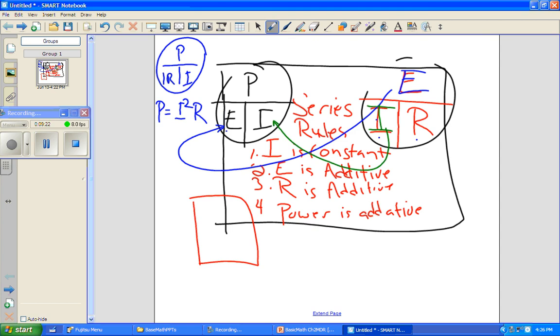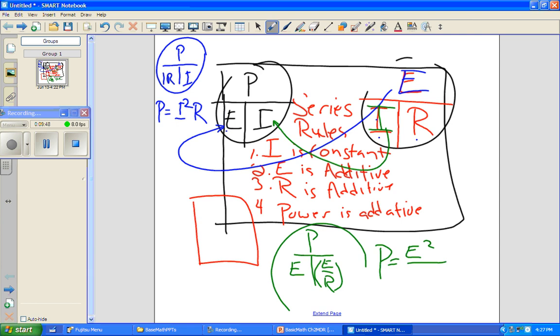So now we have P over E times the I over here is E over R, right? E over R. So from this formula, we get P is equal to E times E, we call that E squared, over R. And that can be a handy, useful rule.